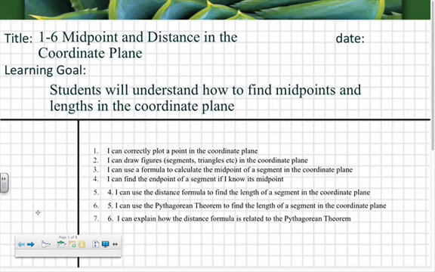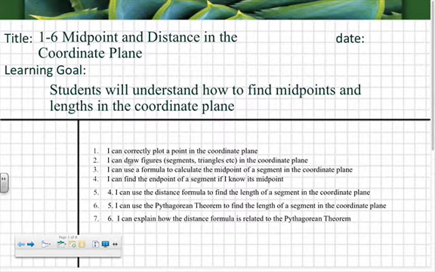In 1-6, we're going to look at midpoint and distances in the coordinate plane. And of course, our learning goal for this is understanding how to find those midpoints and lengths of segments in the coordinate plane. If you look at the success criteria that we have for this, I want you to be able to correctly plot a point in the coordinate plane.